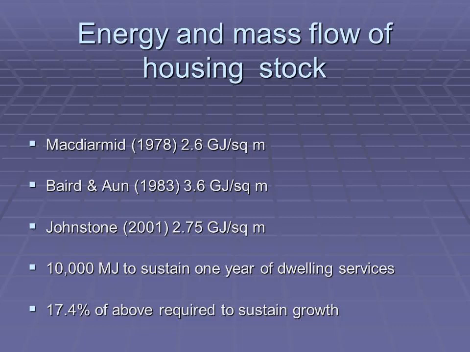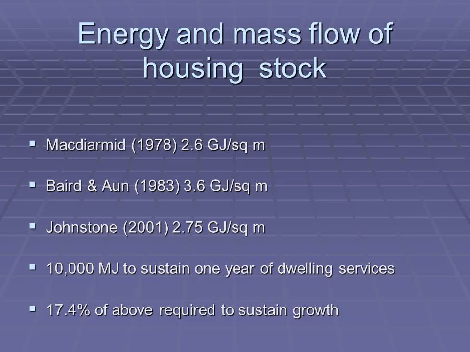Rod McDiarmid, a final year architectural student, estimated an embodied energy content of 2.6 gigajoules per square metre back in 1978. George Beard and Chan Aun carried out a more detailed study of a 92.9 square metre modal house in 1983 and came up with an embodied energy content of 3.6 gigajoules per square metre. Their study also included some rough estimates of the life cycle energy costs.